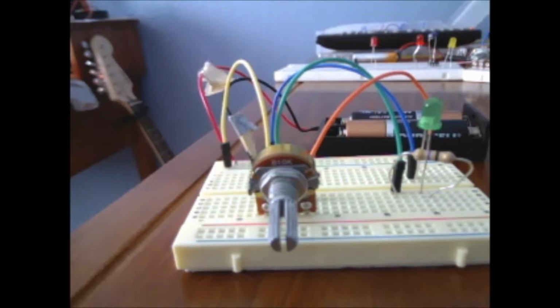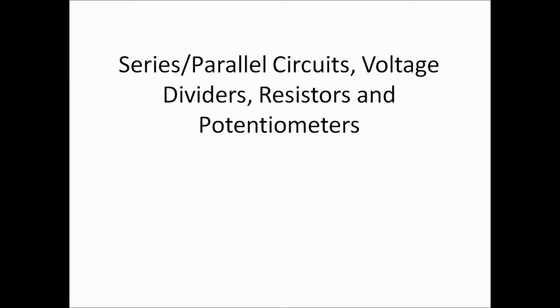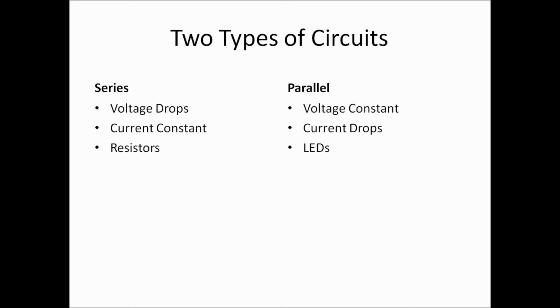and information on this. Hey guys, so today we're going to be learning about series and parallel circuits, voltage dividers, resistors, as well as potentiometers. So let's get started. There's two types of circuits you'll find in electronics: series circuits and parallel circuits. The difference between series and parallel is that in series, the current or the electricity can only flow one way, while in parallel circuits it can flow multiple ways.